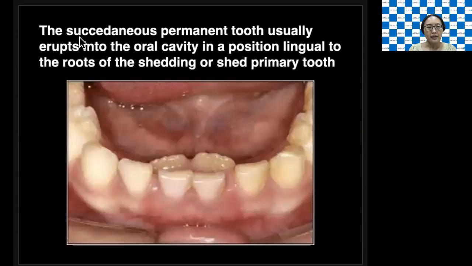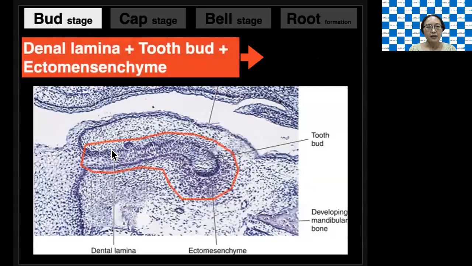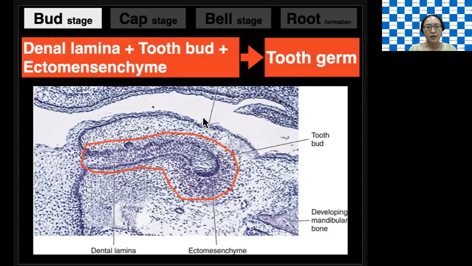That is why the succeeding permanent tooth usually erupts into the oral cavity in a position lingual to the roots of the shed primary tooth. That is because the tooth bud of the permanent dentition is always lingual to the tooth bud of the primary dentition. And in the bud stage, the dental lamina, the tooth bud, and the surrounding ectomesenchyme compose the tooth germ.